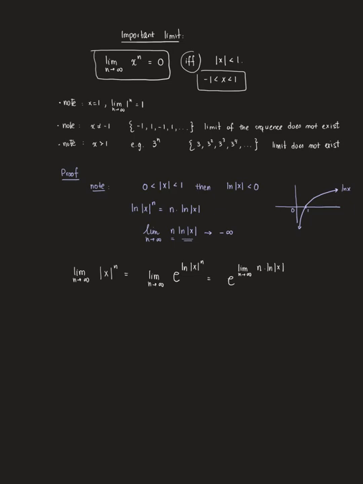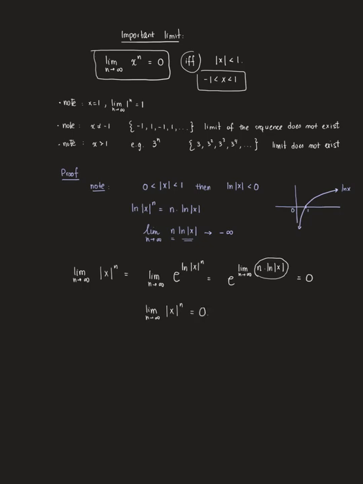We know as n gets really large, this is going to get really, really large in the negative direction. And e to a very large negative number will then go to 0, because it's 1 over e to a very large positive number, so then that converges to 0. So what we've shown right now is that the limit as n approaches infinity of absolute value of x to the nth power is 0.